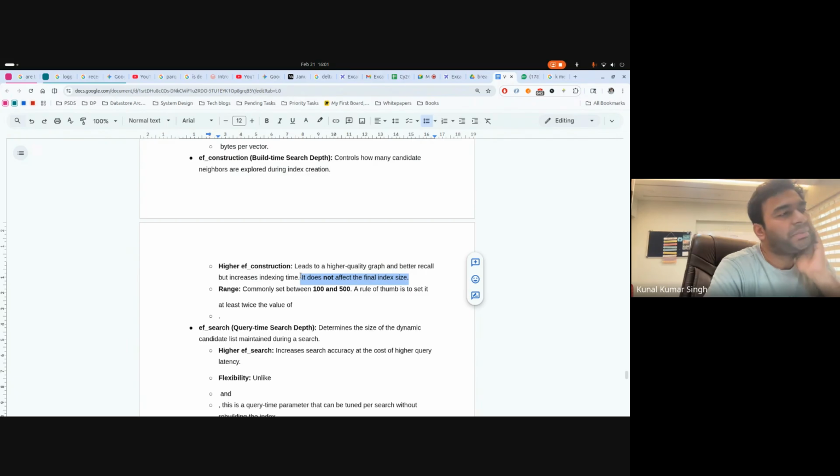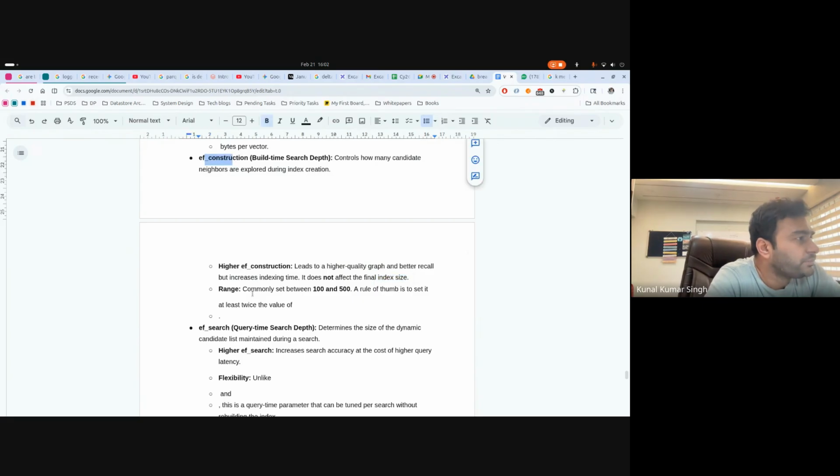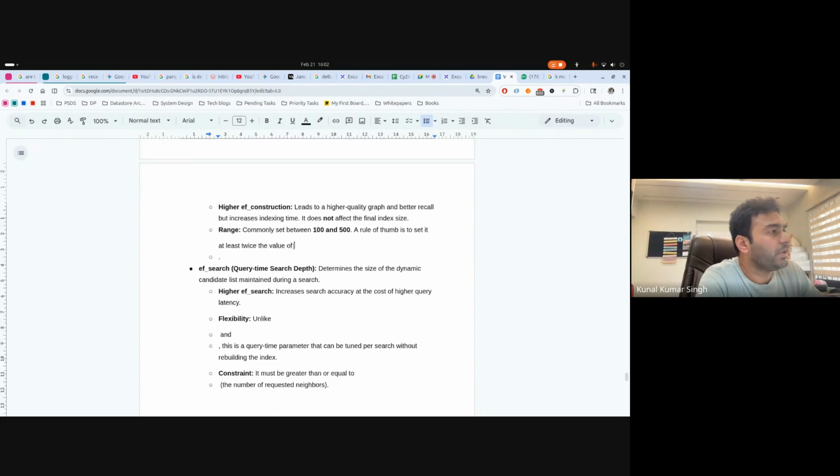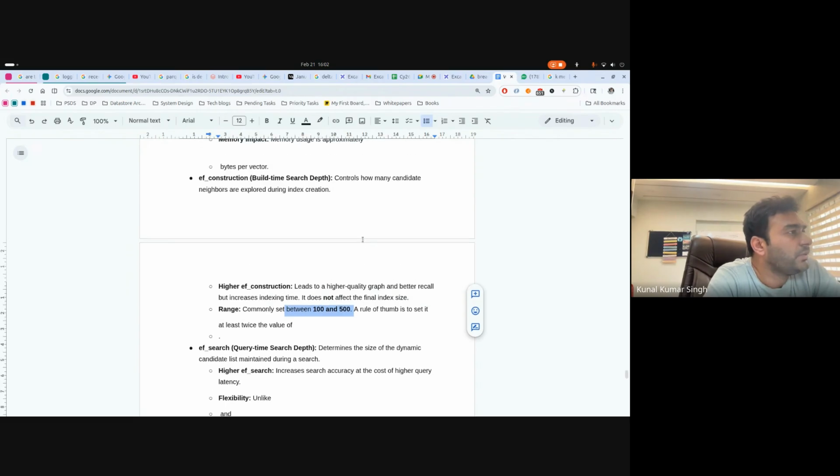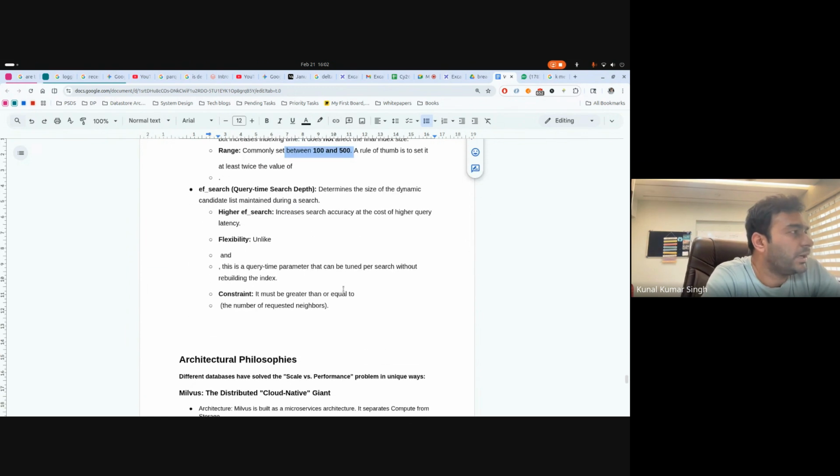Index size पे फर्क नहीं पड़ेगा because कहीं ना कहीं तो आप उसे index करोगे, right? आप उस लेयर पे करोगे या नीचे करोगे, but that's the reason index size will not differ because of this parameter. So it is commonly set between 100 and 500, and the rule of thumb is to set it to at least twice the value of M, but this we can look up. So this is commonly set between 100 and 500, that is how many candidate nodes you will be exploring when you insert that.